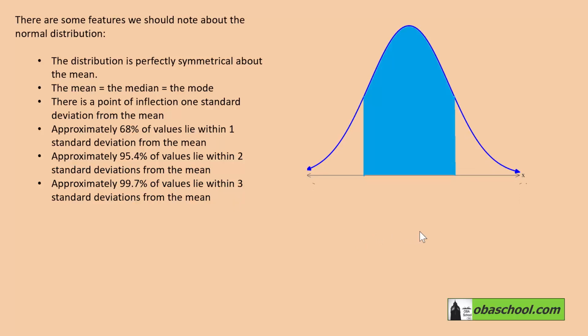So if we look at this distribution here, where the mean is here, that's minus 1 standard deviation, and that's plus 1. Then we get the oblique point of inflection just here. 68.4% of the data would be represented by this area between -1 and +1 standard deviations from the mean.